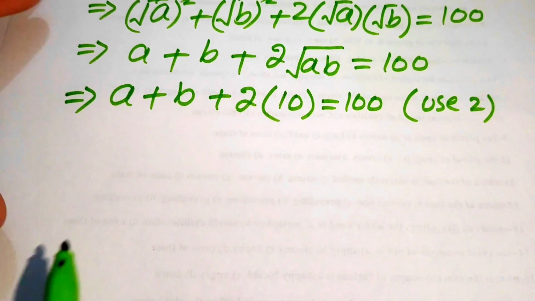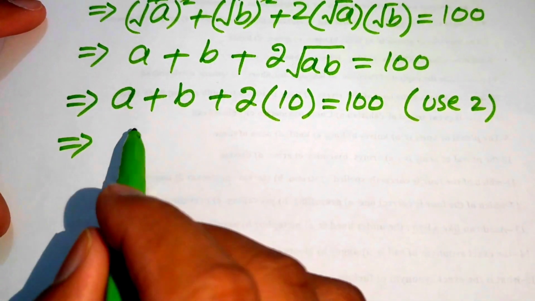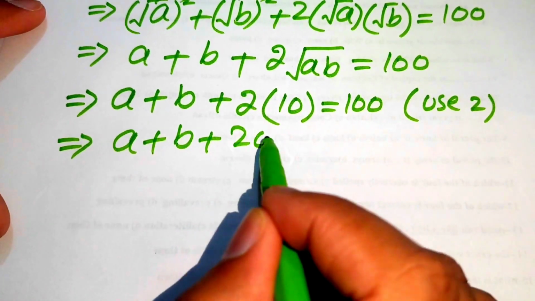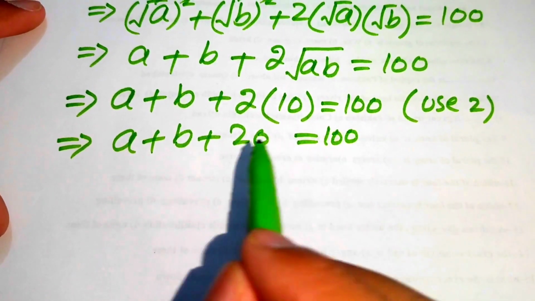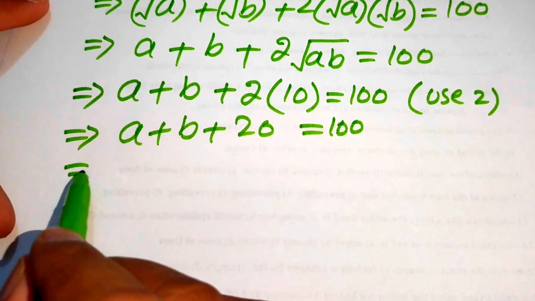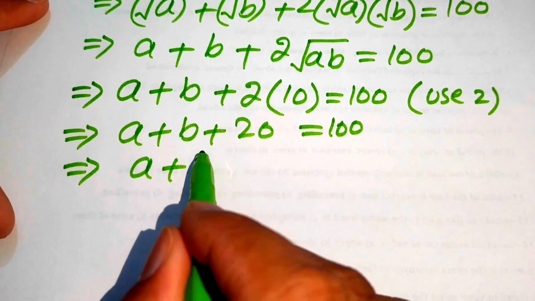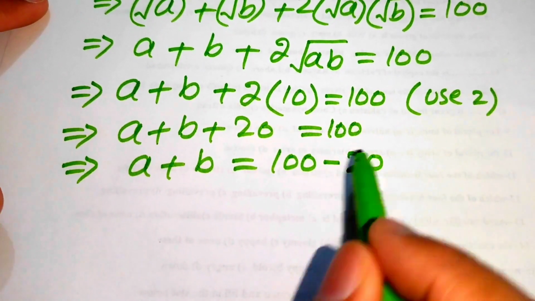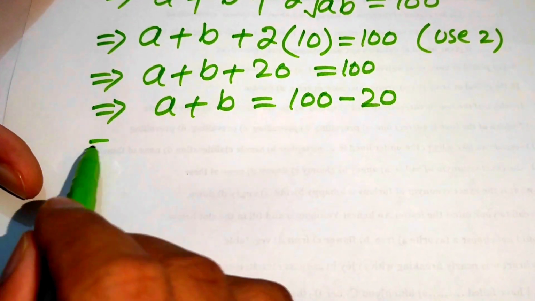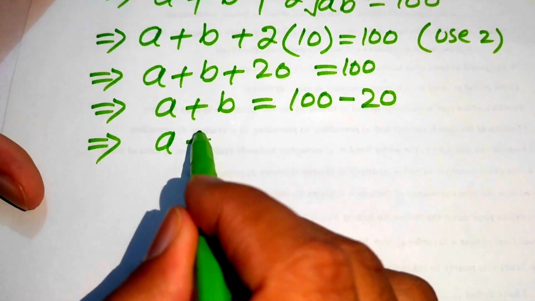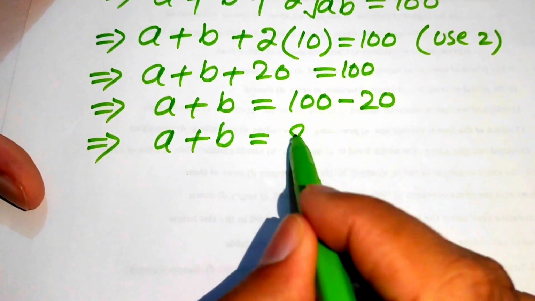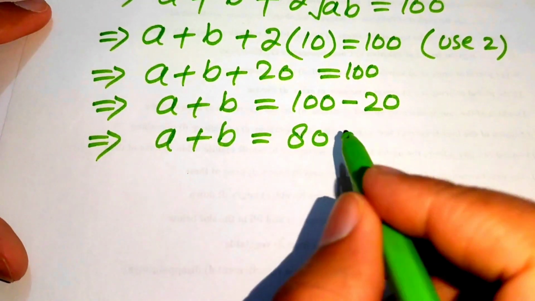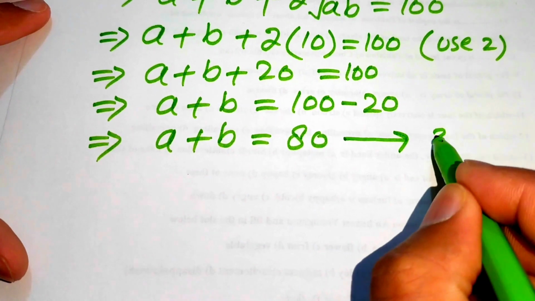Okay, so now we need more simplification, and here we have a plus b plus 2 times 10, which is 20, equals 100. We move this 20 to the right hand side, and we get a plus b equals 100 minus 20, and this will be a plus b equals 80. And now we call this equation number 3.